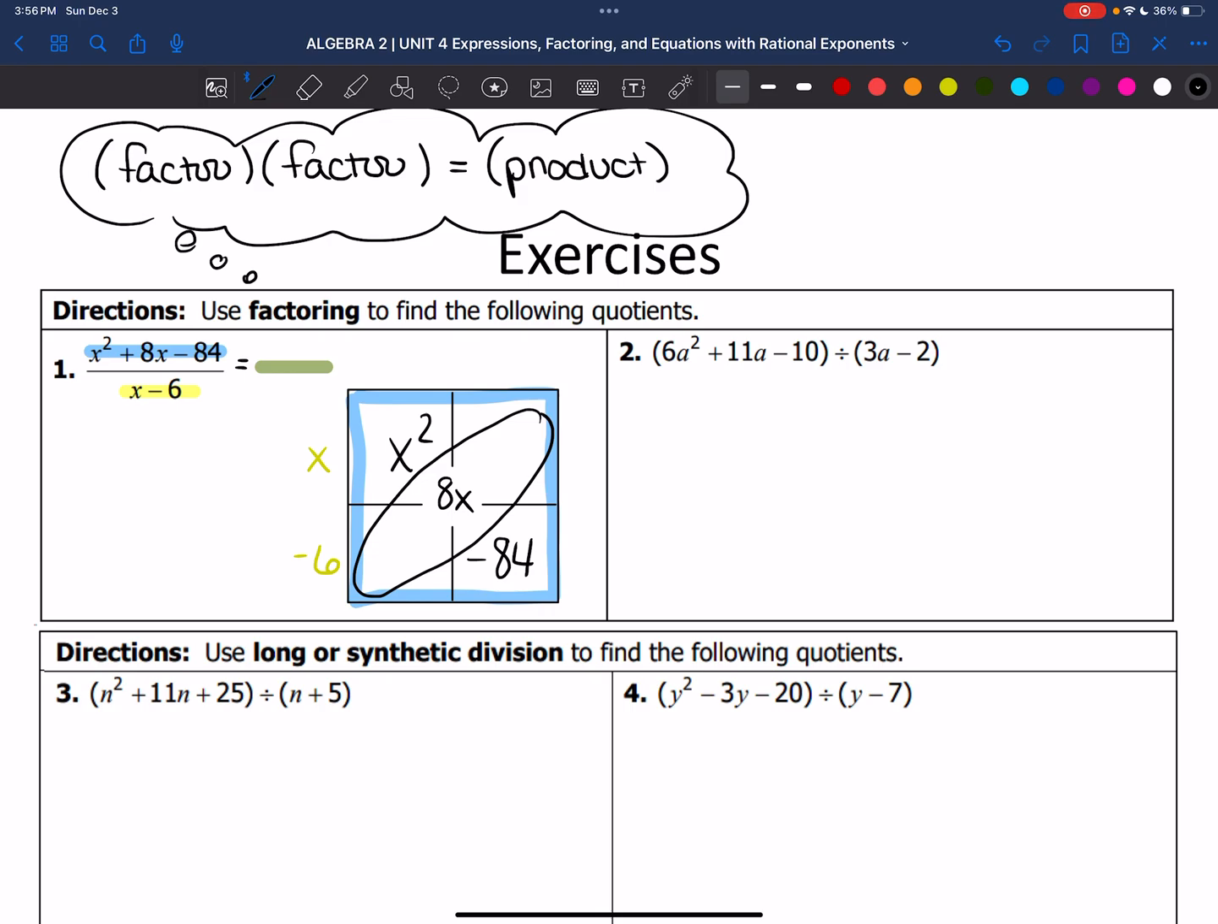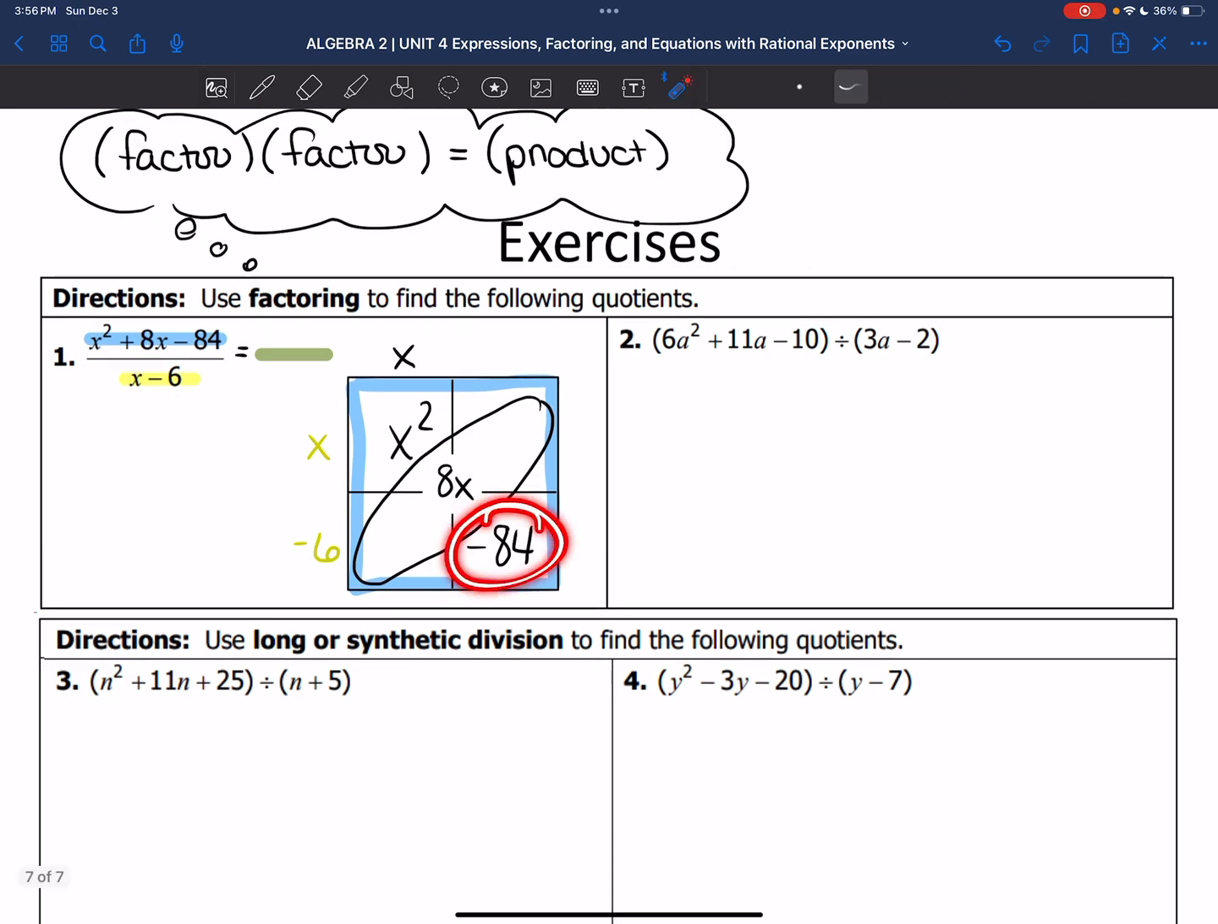Okay, well, let's think about it. What would have to go here so that it multiplies with x to give us x squared? Well, obviously, there's only one choice. That would have to be x. And then we want to figure out, okay, how do we get that negative 84? What would we multiply with negative 6 to give us a negative 84? Well, the number that fits into this top part is 14. I want it to be positive because positive and negative multiplied together is negative.